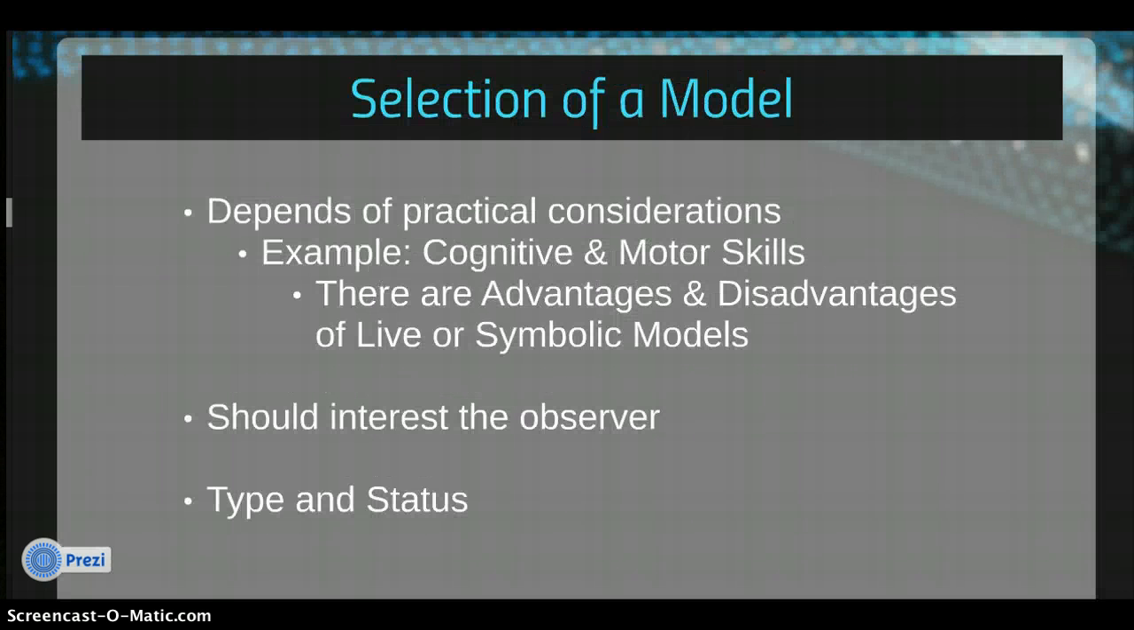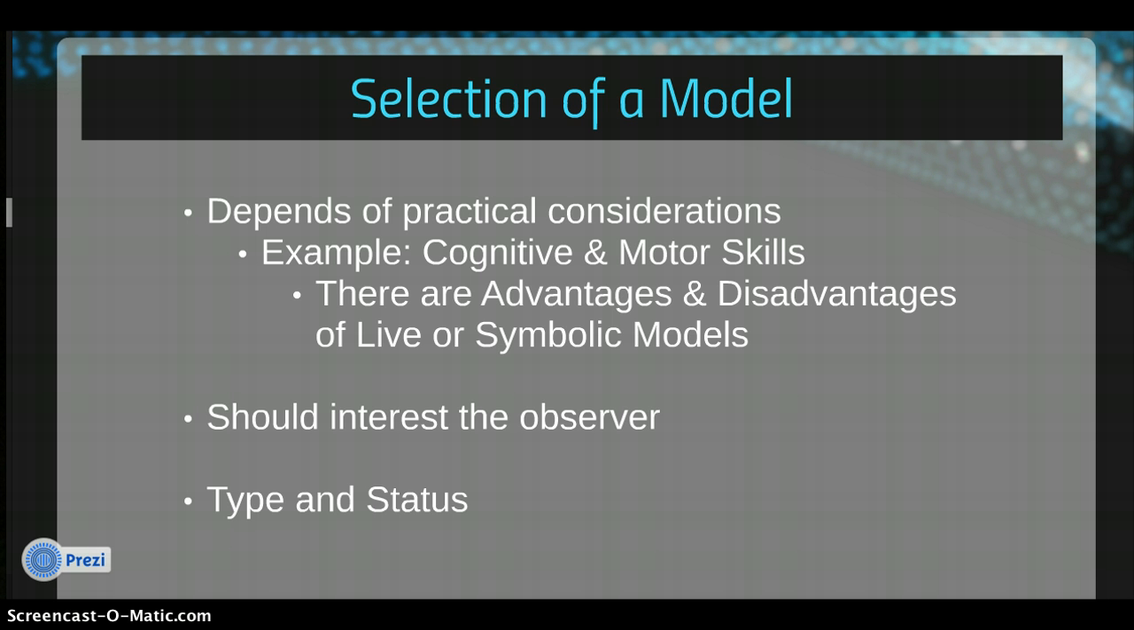There are a few things to consider when selecting a model. First, the selection of a model depends on practical considerations. Essentially, what are the advantages and disadvantages of the selected model? For example, when teaching a cognitive and motor skills task, the advantages of live models are physical demonstrations in front of the students can be performed, and an opportunity for questions is allowed. On the other hand, an advantage of symbolic models is that the video used to teach the task can be viewed multiple times by the students as necessary.